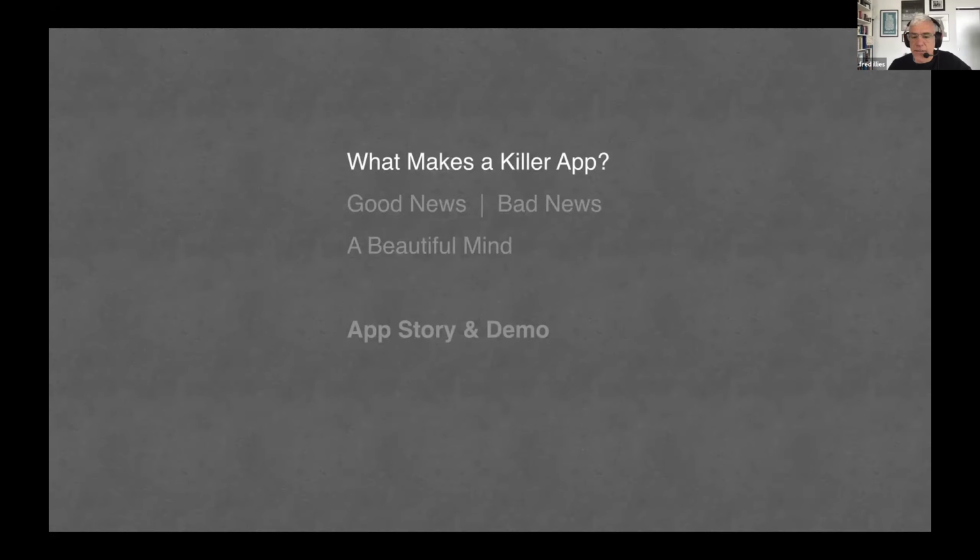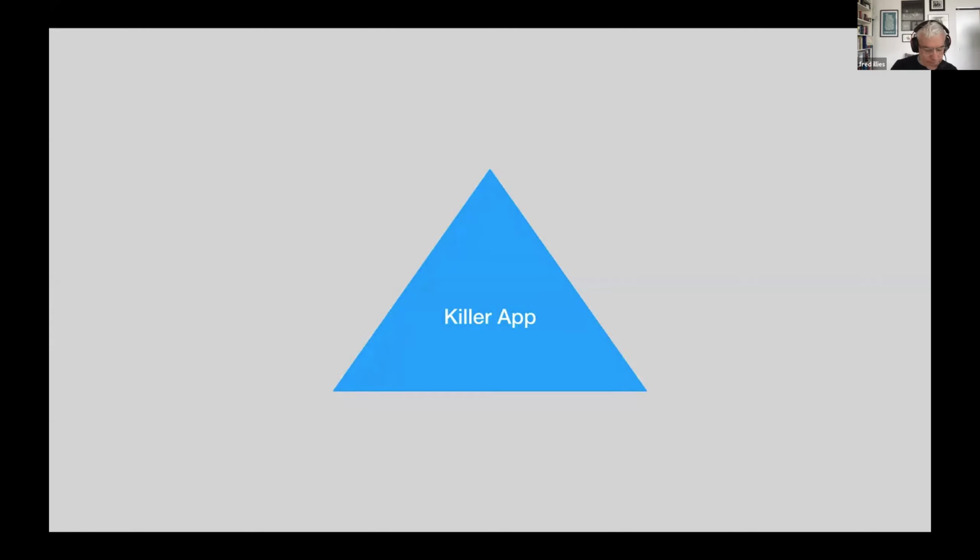So 3 things I wanted to talk about. First, just to set some context, what does it take to make a killer app? Some good news and bad news, and finally, a beautiful mind, followed by an app story and a demo. So just jumping in, a killer app. You need 3 things to make a killer app. And all of you who do FileMaker solutions are building apps or applications. I'll call them apps now, but basically the same 3 things are required, and it doesn't matter what the solution is, you need 3 things to make a killer app.